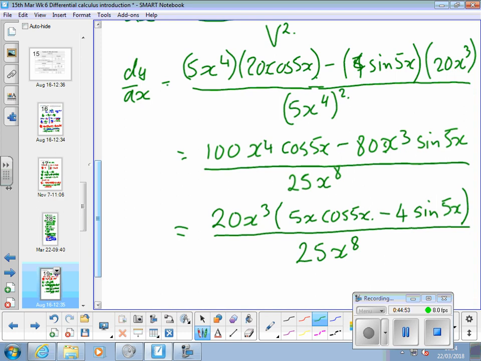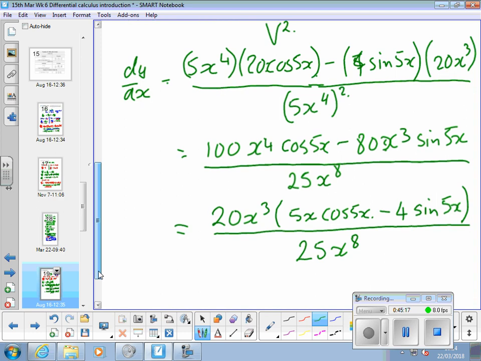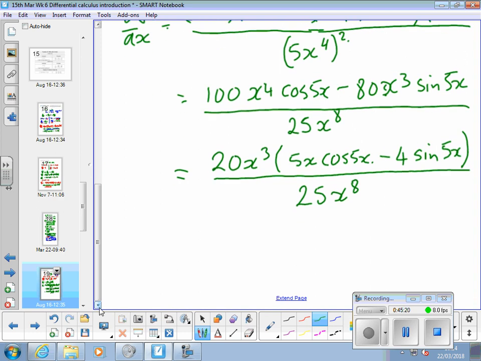Yeah. Why do we get back to 100x? We end up with nothing in the term, and 20x cubed times minus 4 equals minus 80x to the 3. And actually what you can do, because 20 and 25 will divide by 5, you can put 4x cubed.